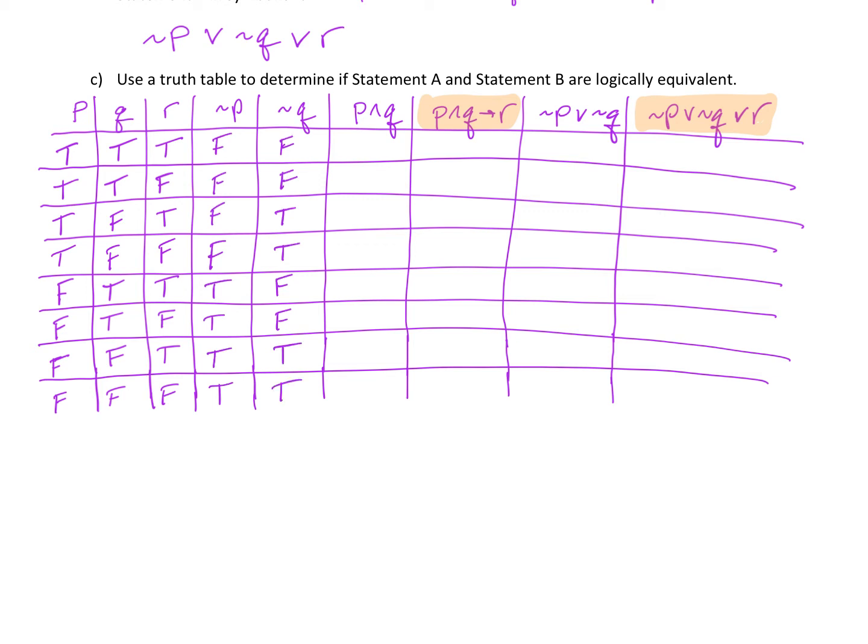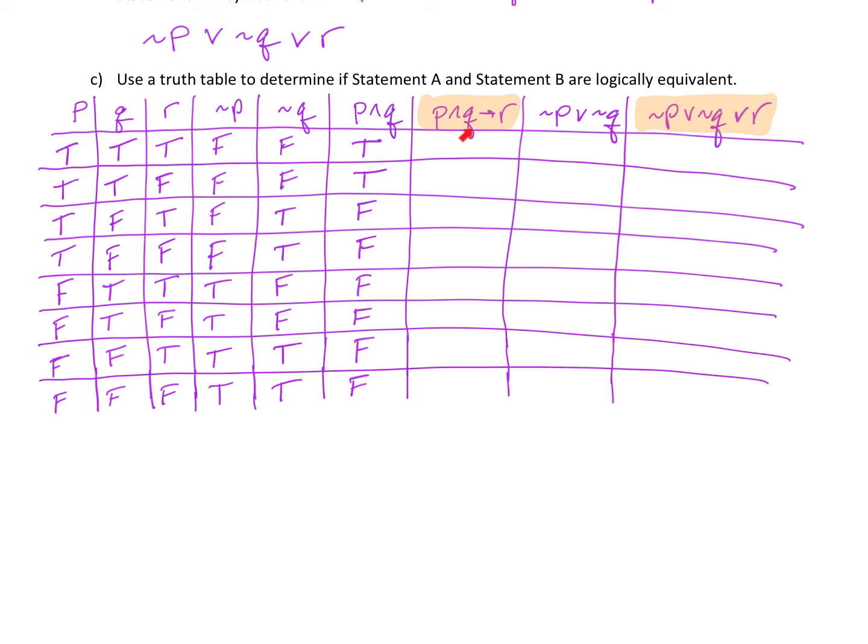P and Q, I have to look at the P and the Q column. For a P and Q statement to be true, both P and Q must be true. So for the first row, I have true, true, so the and statement is true. True, false is false because it doesn't have two trues. True, false, false, false, true, false, false, true, false, false, false is false, false, false is false.